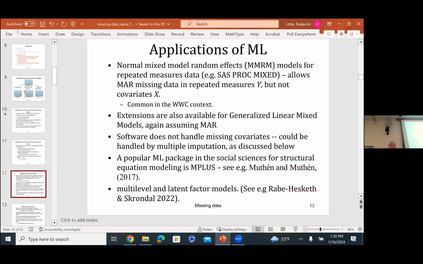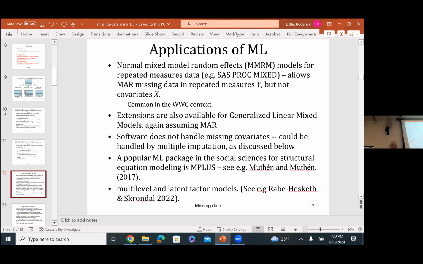If you had that situation and you wanted to use a program like PROC MIXED, you could fill in the missing covariates using, say, a multiple imputation program and then do the PROC MIXED analysis multiply. There are also extensions to non-normal data like generalized linear mixed models, which I don't like very much, actually, for reasons which I won't explain here. Again, assuming missing at random. Missing covariates might be handled by a method like multiple imputation.